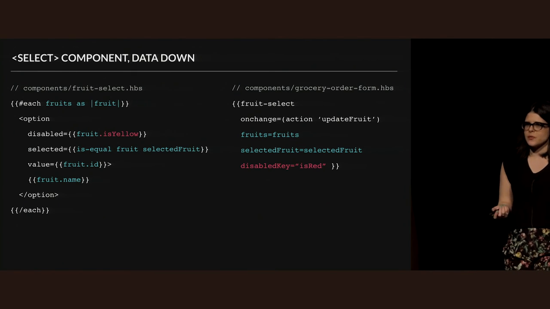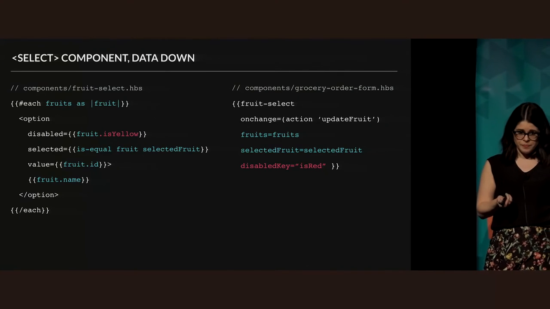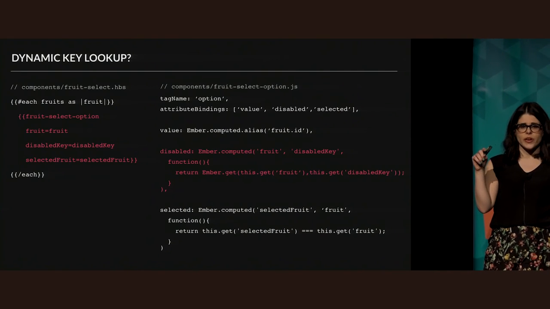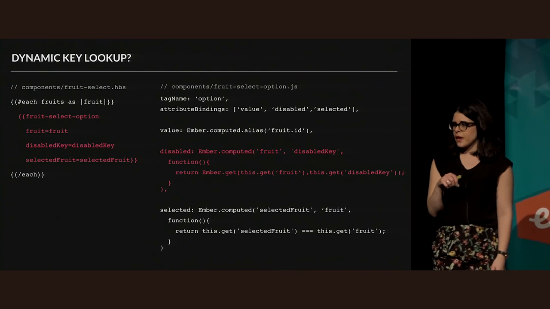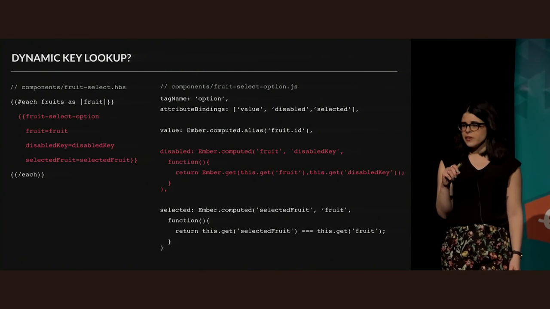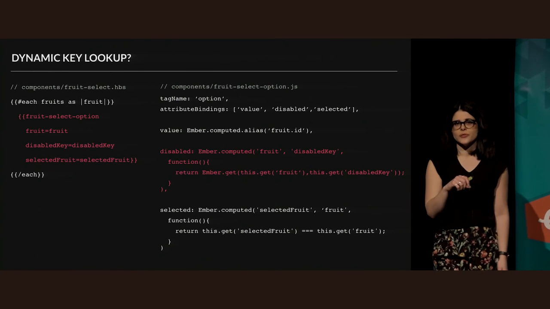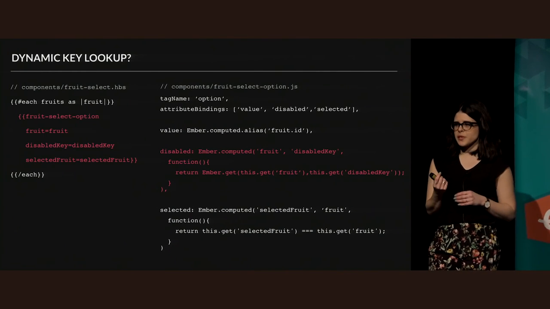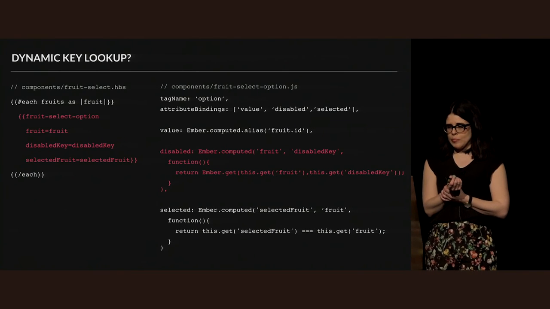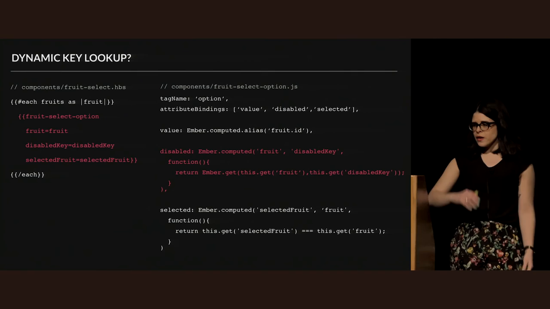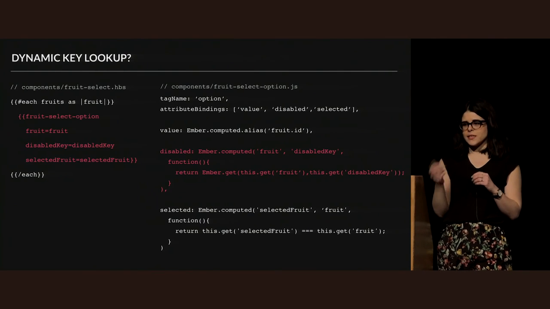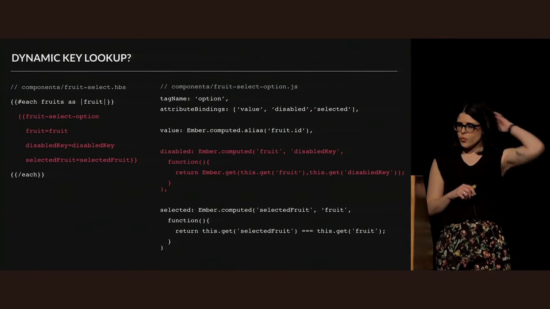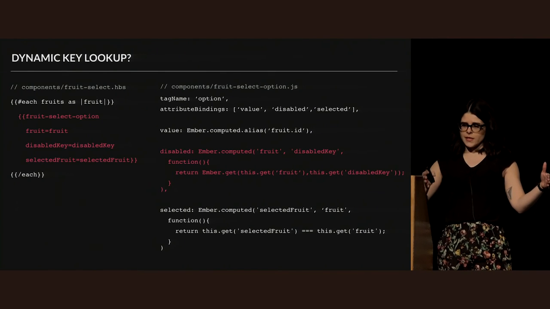So previously, whenever I needed to do a dynamic key lookup like that, my solution was usually to render a nested component. So instead of just doing that option straight within the each loop, I would set up something like a fruit select option component. And this is going to allow you to make an attribute binding within that option component. And you can set the value of the disabled attribute with a computed property in that one, and you'll be able to dynamically look up that disabled key with this line up here where we're using Ember.get with this.getFruit and this.getDisabledKey.